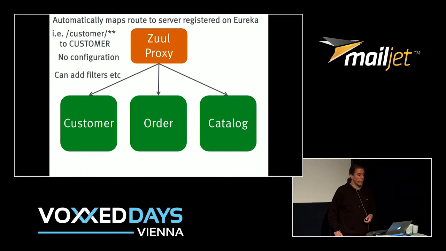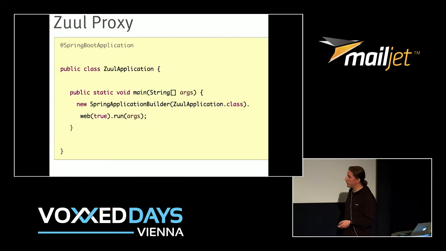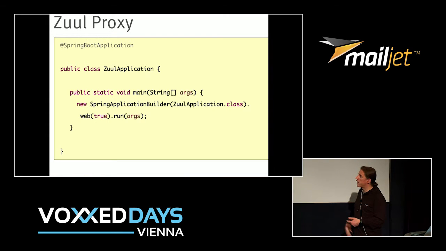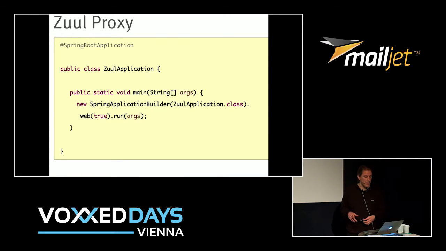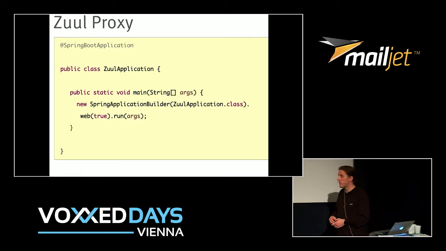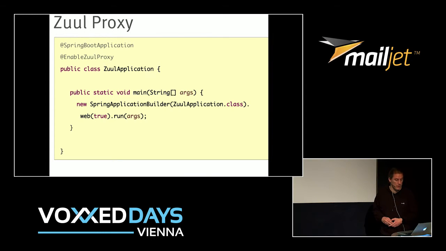How do you create such a proxy? Well, it's very similar to what we've seen with the Eureka server. You have your straight normal Spring Boot application. In this case, there is an annotation called @SpringBootApplication here, which does the same thing as an @EnableAutoConfiguration plus a little bit more. And then you just add @EnableZuulProxy, and that's it.